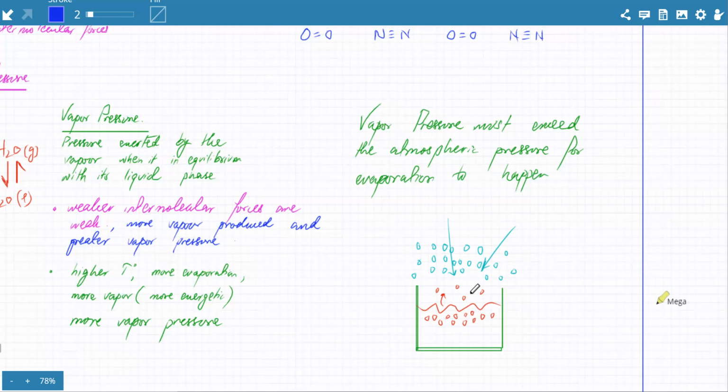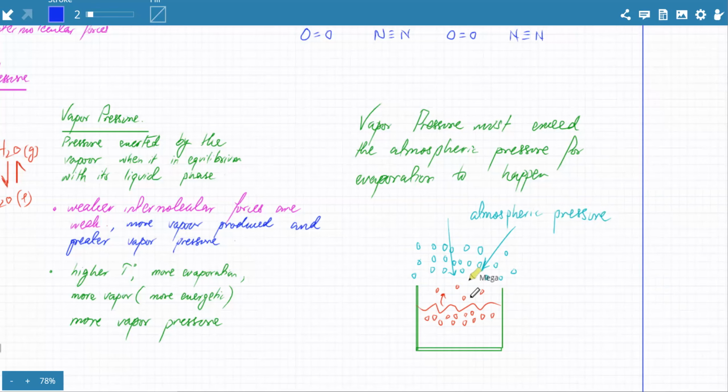These particles are evaporating. They want to go out, but as soon as they try to go out, they get bumped by the air molecules, and they won't be able to escape. Okay, is this clear? This is called atmospheric pressure, the pressure that's exerted by the atmosphere.